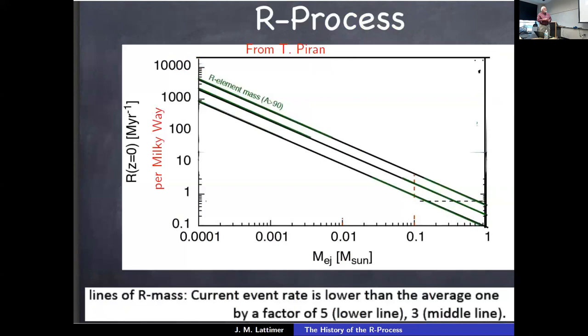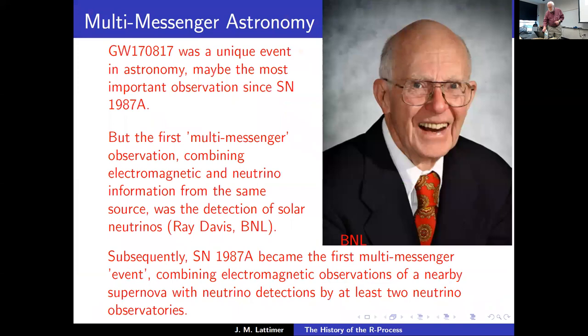And so the number on the scale here is the number of events per million years per Milky Way galaxy. Okay, so this would be one event in our galaxy per million years, and this would be 1,000. And this is the amount of ejecta in solar masses. Okay. So I'll come back to that diagram later.